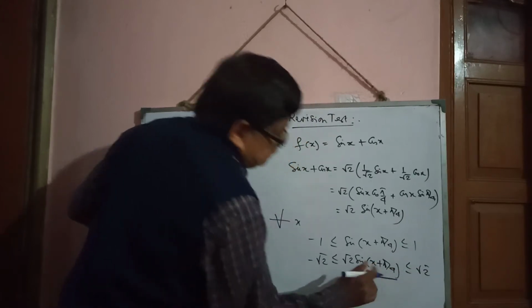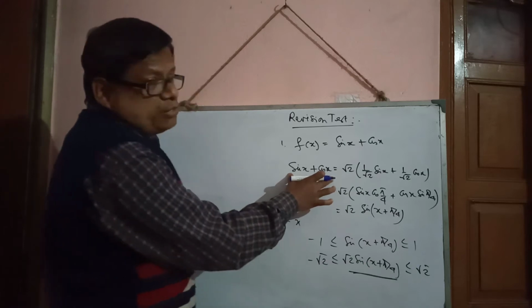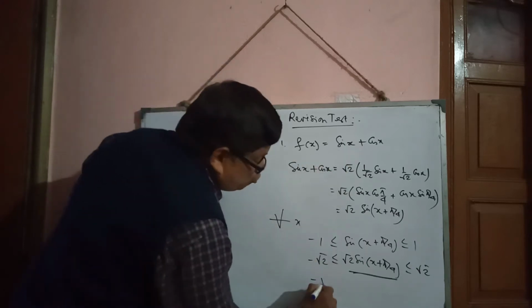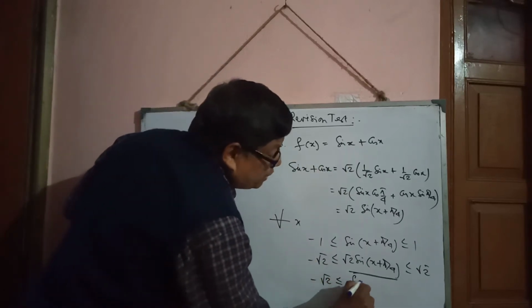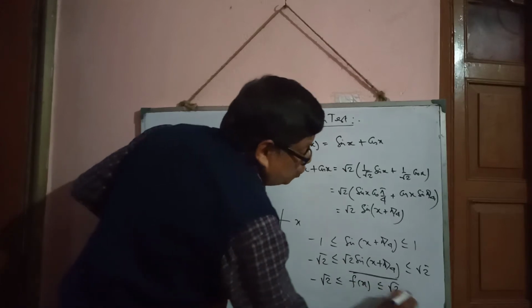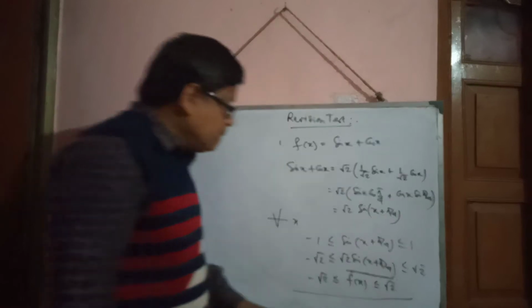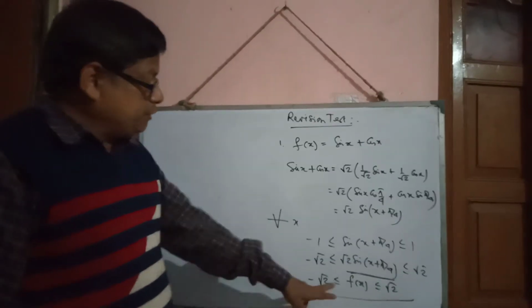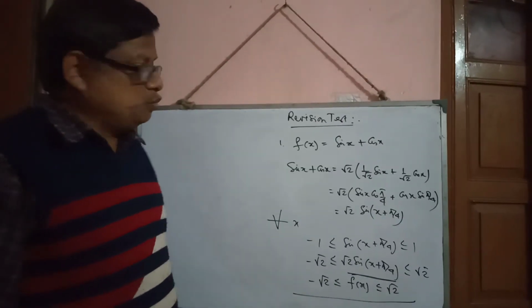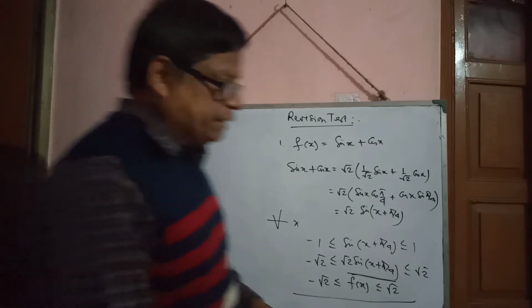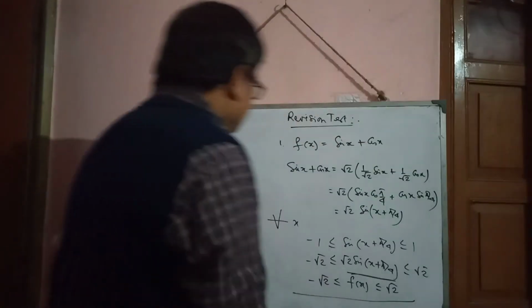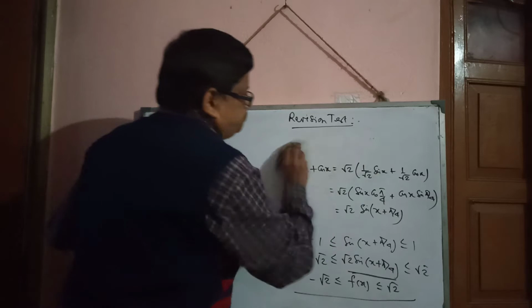This is the original function, sin x plus cos x, that is f(x). So minus root 2 is less than or equal to f(x), which is less than or equal to root 2. This is the range of the function. So the range is minus root 2 less than or equal to f(x) less than or equal to root 2. Okay? Next one.